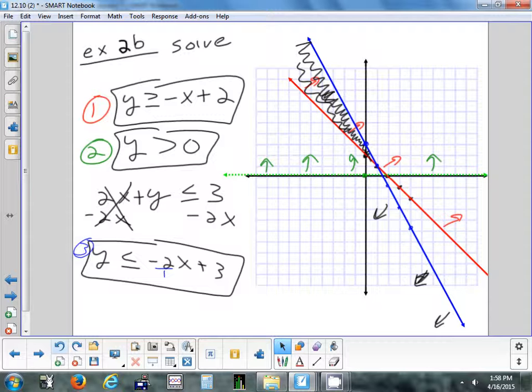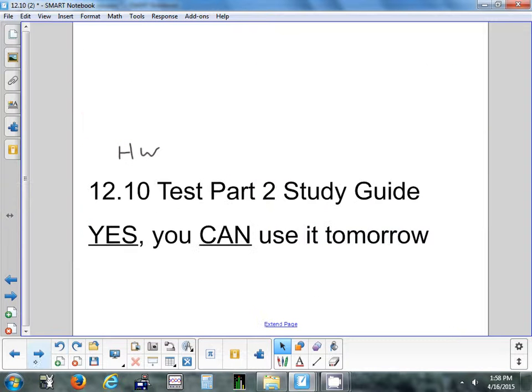All right. So that's the end of the type of problems you're going to see on the test. Okay. So the homework tonight, it's going to be a study guide. We're not going to pass the study guide out yet. We're going to do a little game to review.